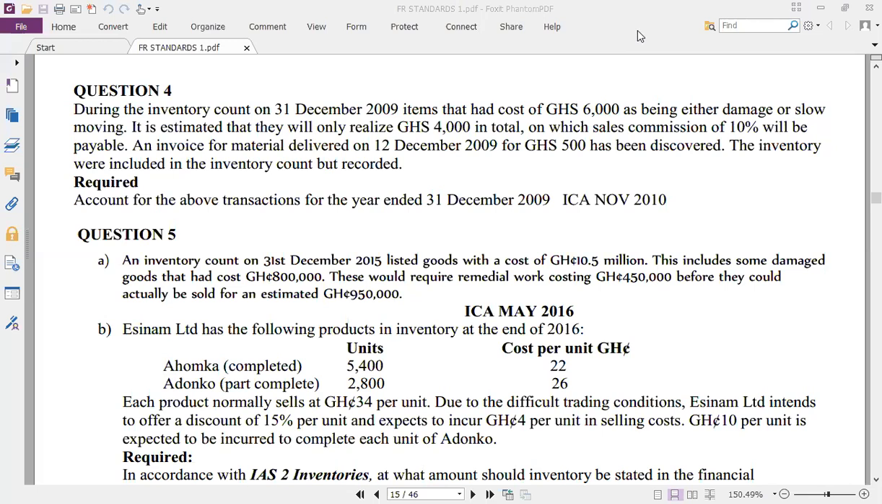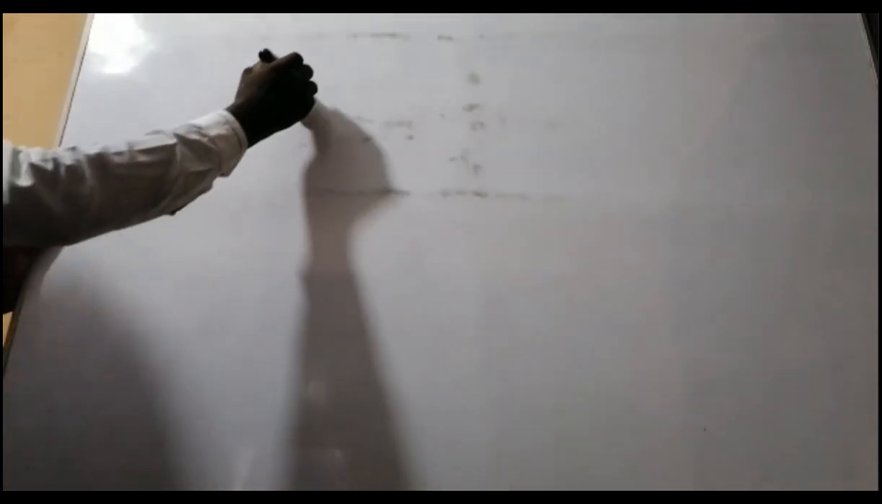So the cost is 800, selling price is 950, cost to complete is 450. So what's the NRV? Now the issue is this. In summary, all the inventory had a cost of 10.5 million. But included in this, so not all the goods they are valuing, only a portion. Normally we call it either slow moving, out of date or damaged goods.